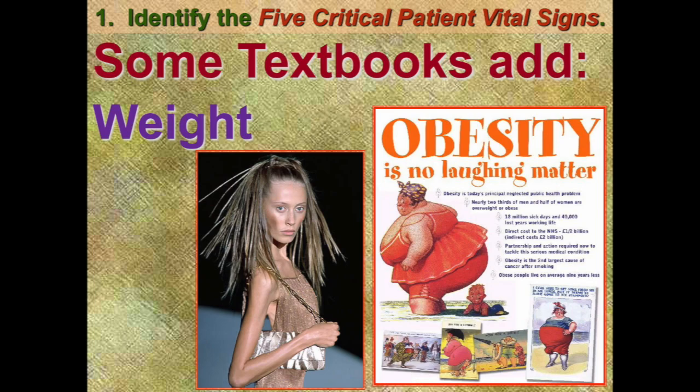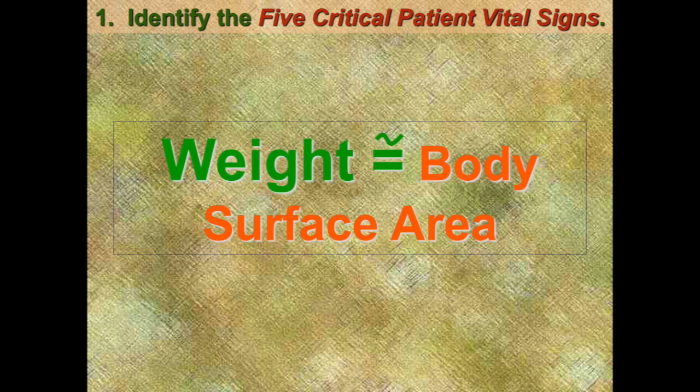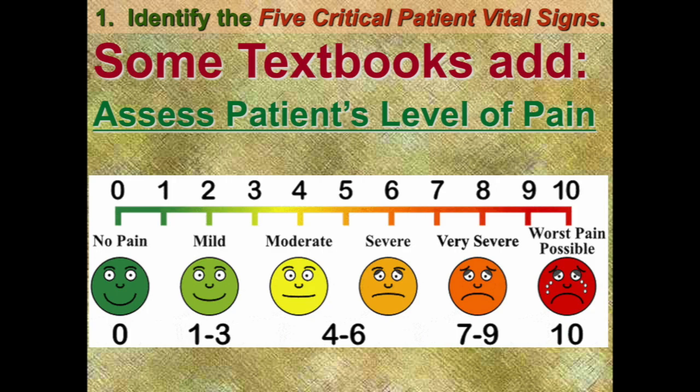And then weight is also considered a vital sign. It just depends on the textbook. We should be dosing on body surface area, but that would mean that we'd have to send the patient to a lab to have them be dunked underwater to get their body surface area. So we use weight for that because it's pretty close to body surface area. And then don't forget to assess the patient's level of pain.